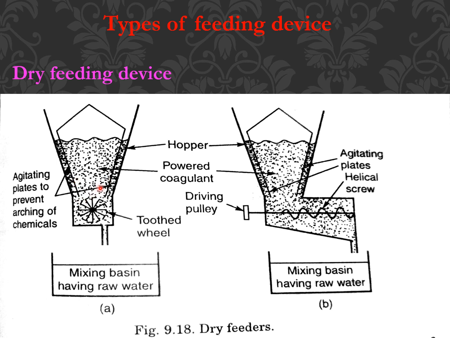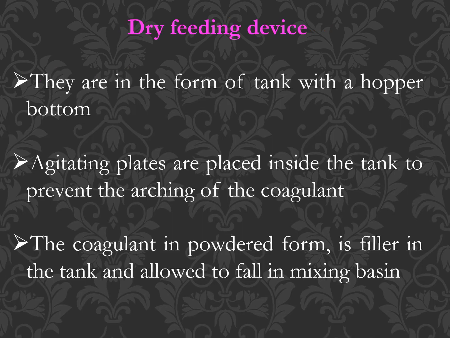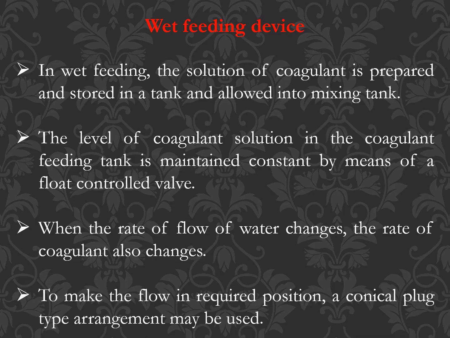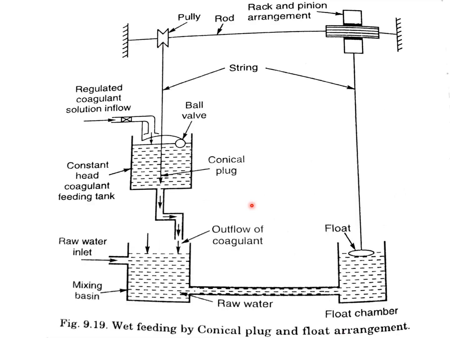Like just shaking the agitating plates, like when we use a vibrator for cement concrete. Like this. A hopper, a powder coagulant will be here, and a driving pulley is used to distribute that solution evenly through the mixing basin. This is the normal arrangement, either this type or this type, a dry feeding device and a wet feeding device. This is a wet feeding device.